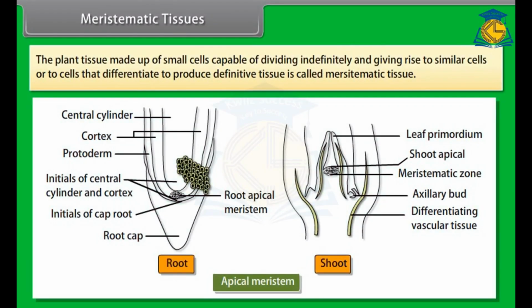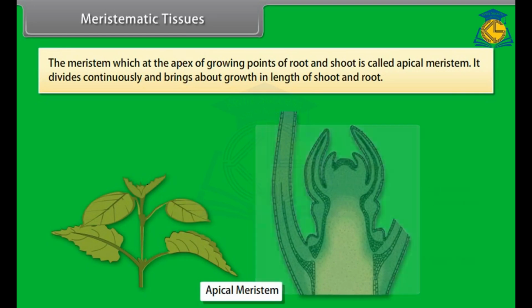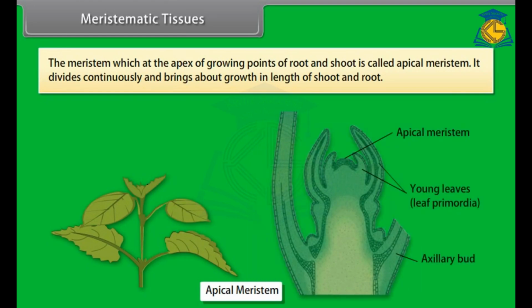Meristematic tissues. The plant tissue made up of small cells capable of dividing indefinitely and giving rise to similar cells, or to cells that differentiate to produce definite tissue, is called meristematic tissue. The meristem at the apex of growing points of root and shoot is called apical meristem. It divides continuously and brings about growth in length of shoot and root.